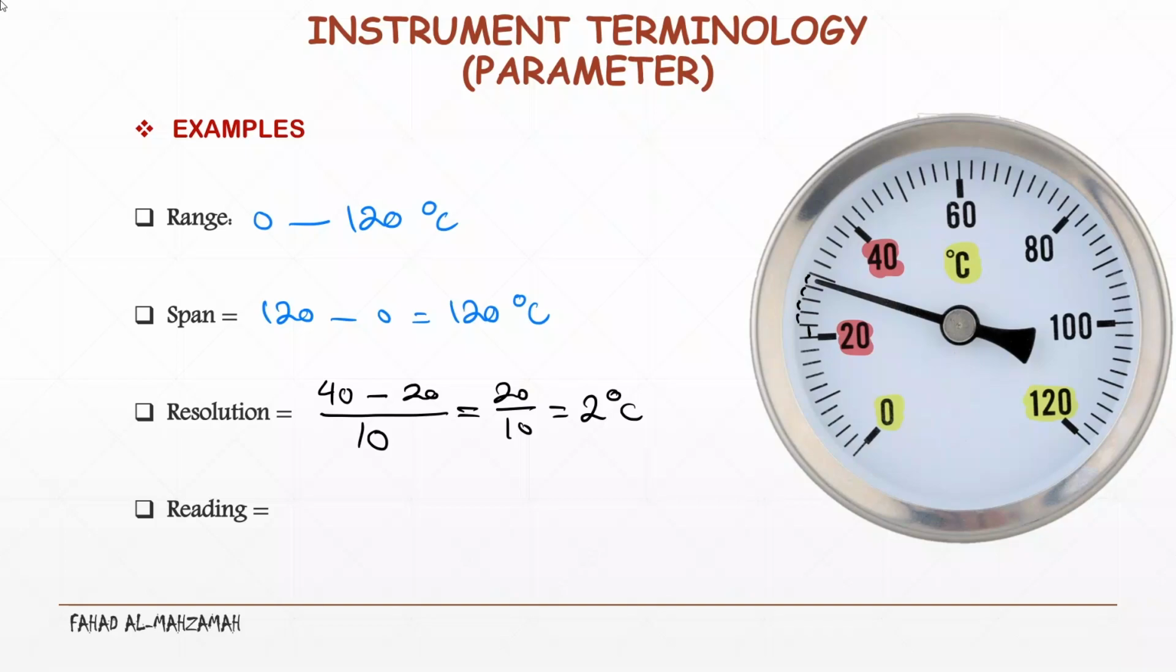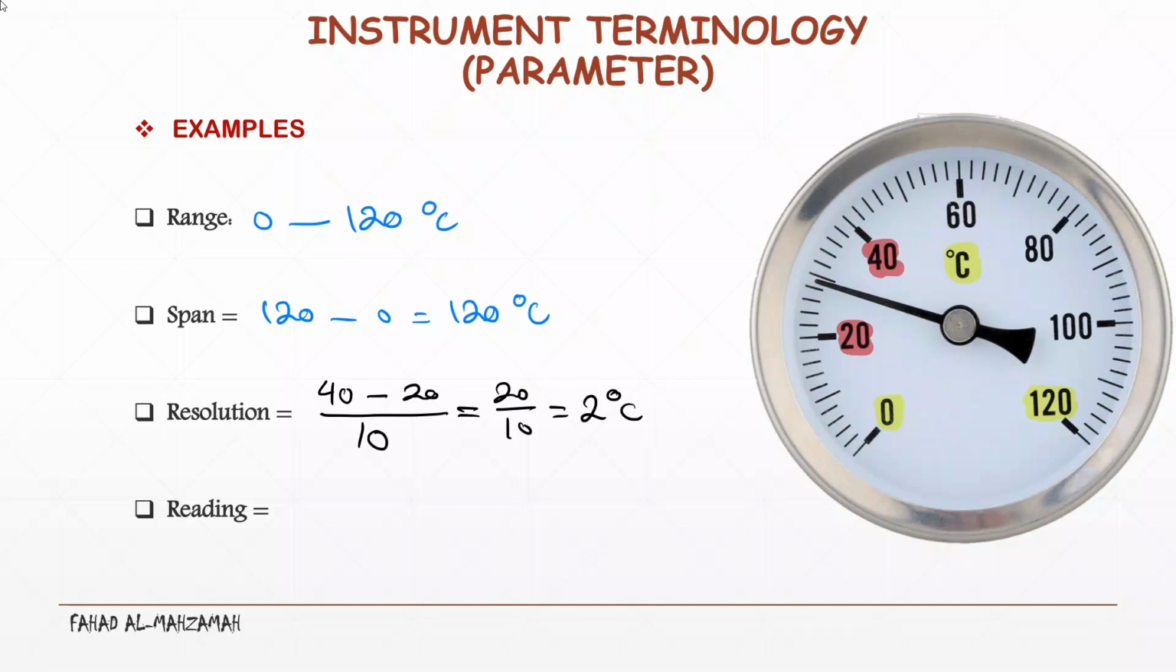So how do we check? In order to check, you add 2 starting from the value 20 until you reach 40. If you reach 40 by adding 2, it means your answer is correct. So let us check here: 22, 24, 26, 28, 30, 32, 34, 36, 38, 40. So your answer is correct.